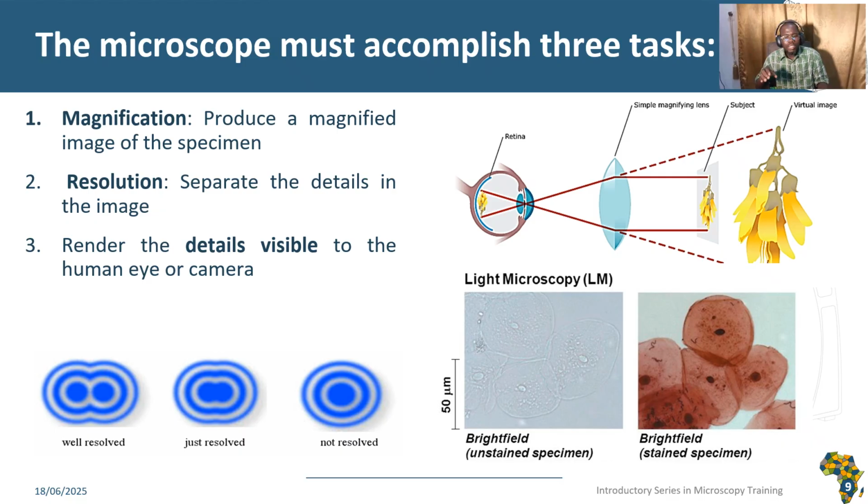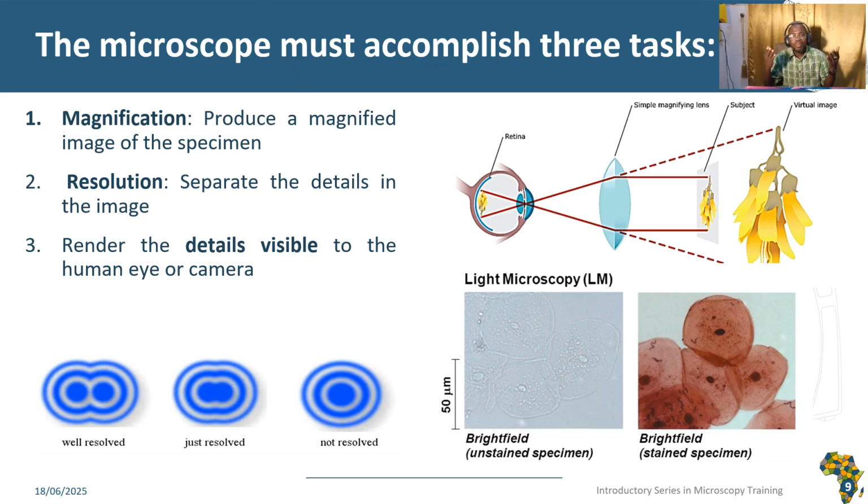A microscope must accomplish three essential tasks to be effective in biological and scientific observations. These tasks include magnification, resolution, and contrast. Magnification enlarges the appearance of an object, making small specimens visible. This is important because it allows observation of small structures, and this is essential for detailed study.